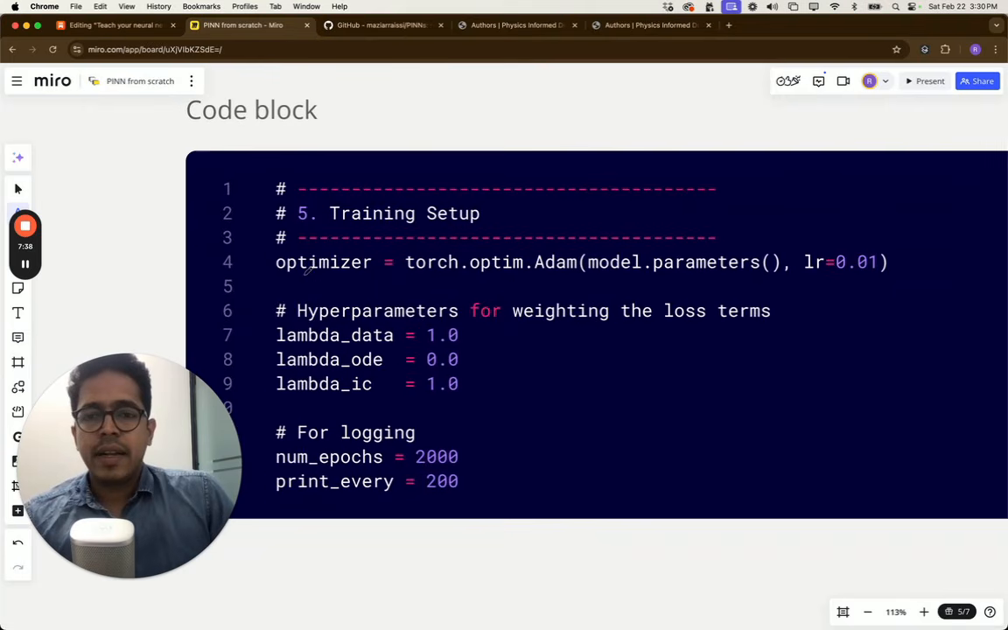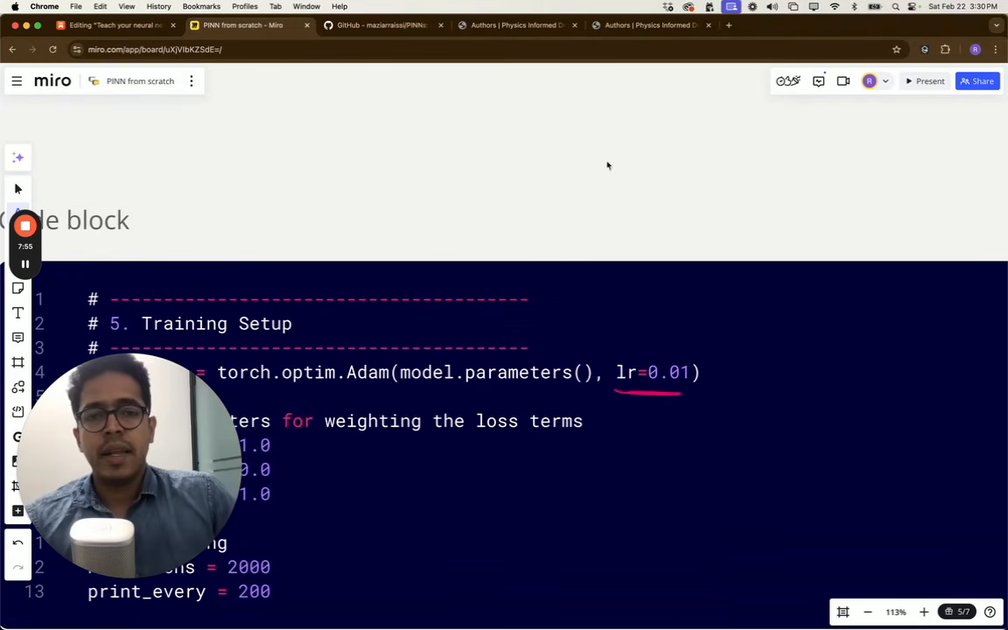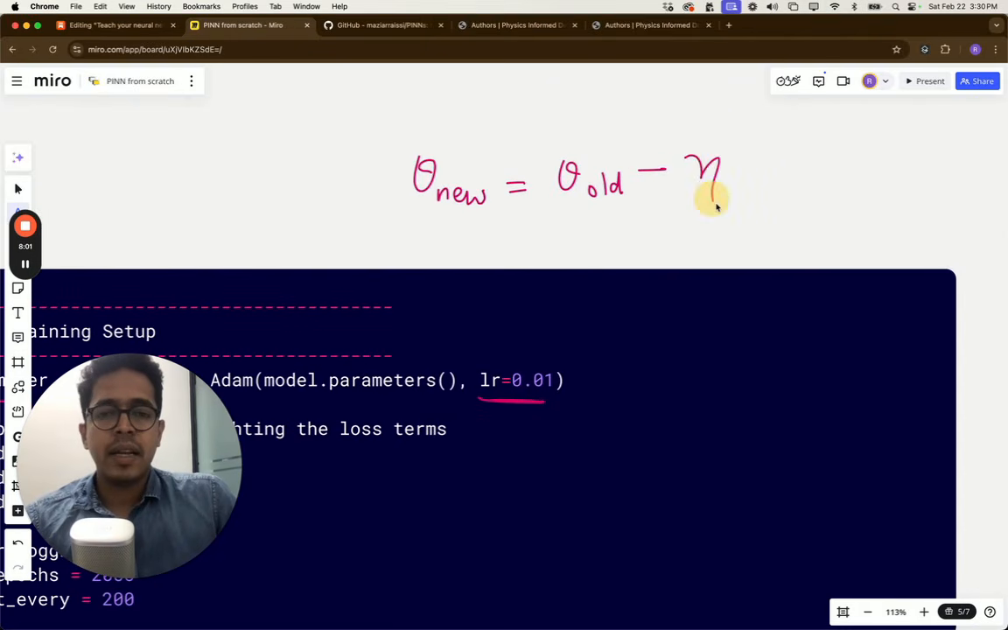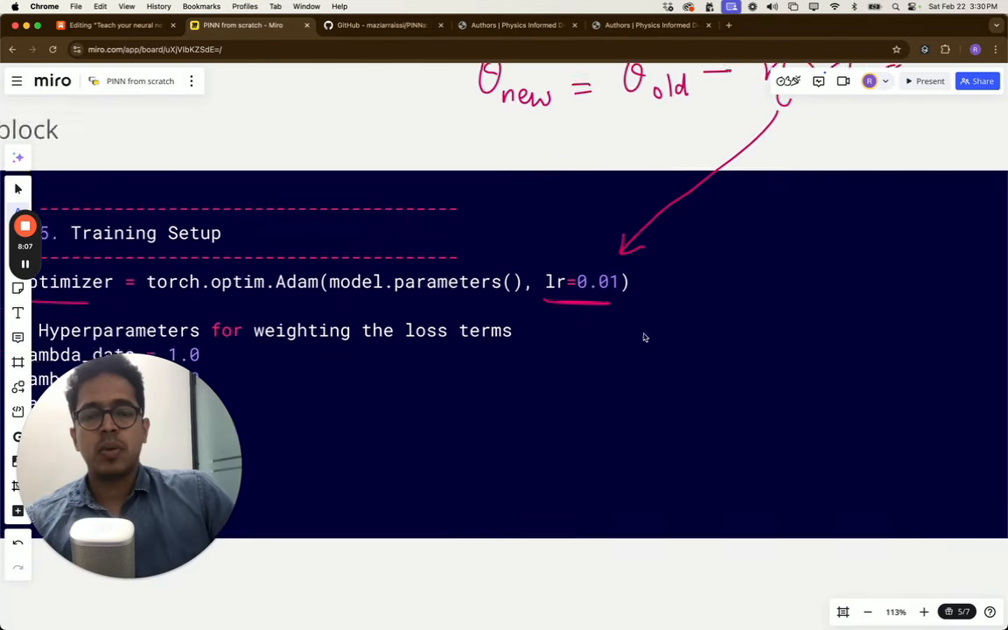So we first define the optimizer. Optimizer means when you are performing gradient descent, what kind of gradient descent are you doing? Are you doing vanilla gradient descent, or stochastic gradient descent, or momentum based gradient descent? In this case, we'll be using Adam optimization with a learning rate of 0.01, meaning theta new equals theta old, where theta is the model parameter, minus eta times the gradient of loss. So this eta is 0.01. That is what this means.